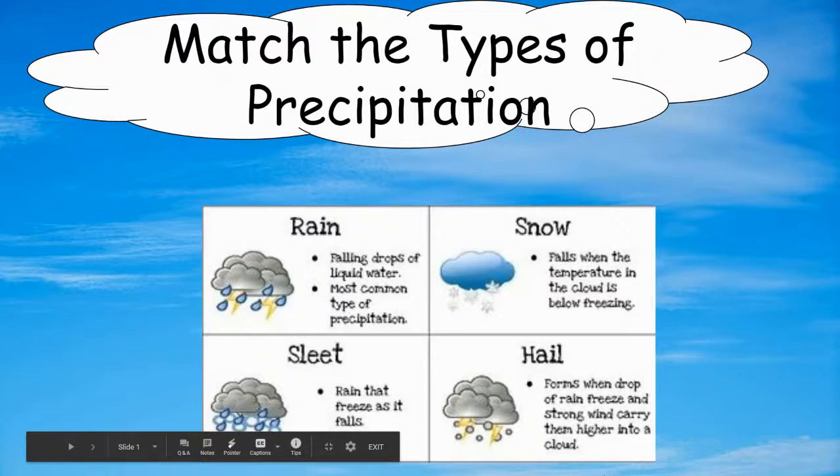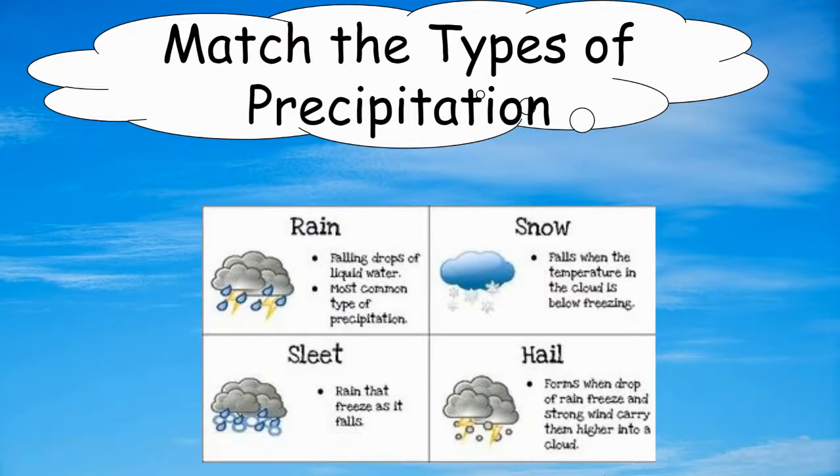Hi, so we're going to talk about 4 types of precipitation. So, of course, rain is just falling drops of liquid water. It's the most common type of precipitation. And then there's snow. It falls when the temperature in the cloud is below freezing, below 32 degrees.